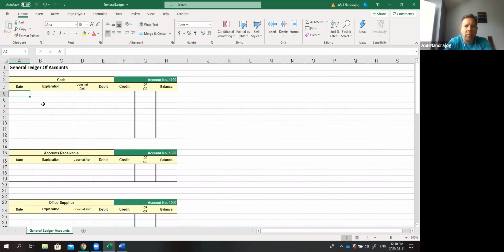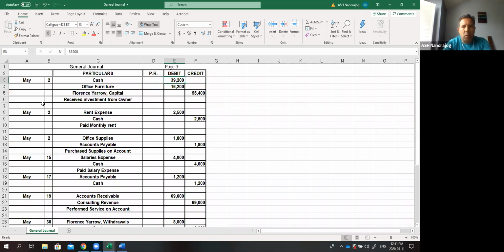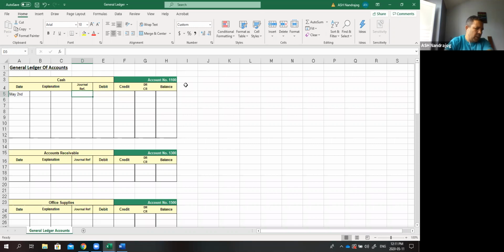So we go to the ledger, we say May 2nd. That's the date. The second step, as we know, is to post the entry, which is from the journal. What page from the journal are we getting it from? In our question, it's from page 9, general journal, page 9. So we will write down GJ, or we will say J9. Okay, and the amount was 39,200.